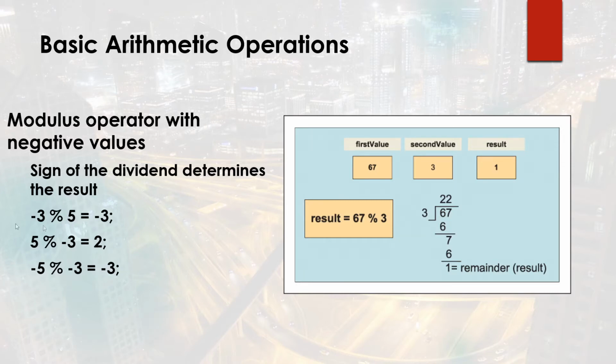And then they show some examples over here of 3 modulus 5 would be negative 3. 5 modulus negative 3 would be 2. Negative 5 modulus negative 3 would be negative 3. So kind of an interesting look at some mathematical operations there. Okay.